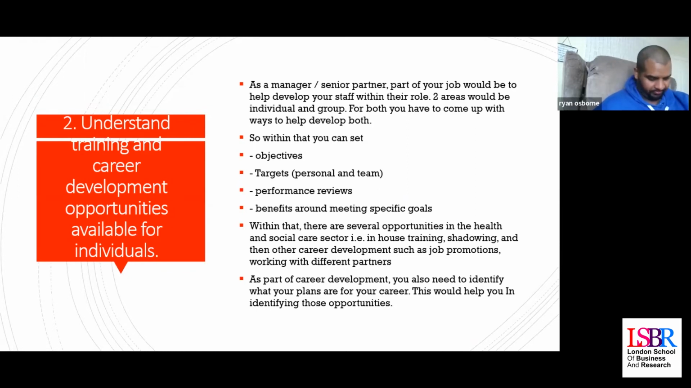So let us now look at the other part of career development as well. As part of your career development, there are also times where you will need to identify other plans for your career.